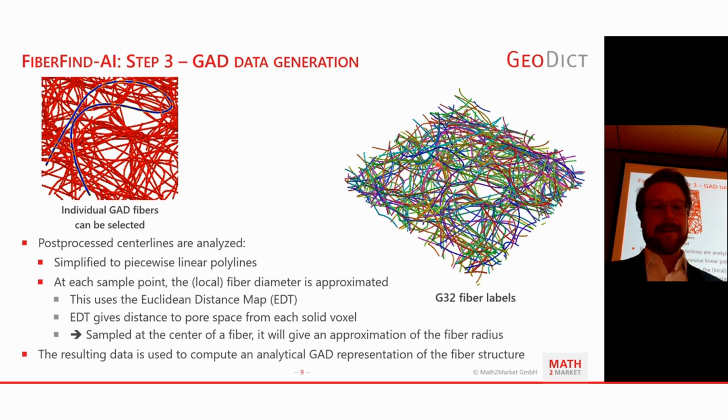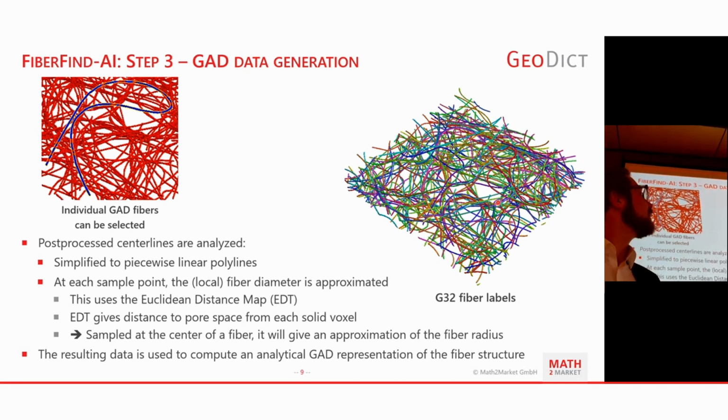So basically, this is a label image where each integer label identifies a certain fiber, and all voxels belonging to that fiber have that same label. And there's a colorful visualization of that to enable you to see the individual fibers.